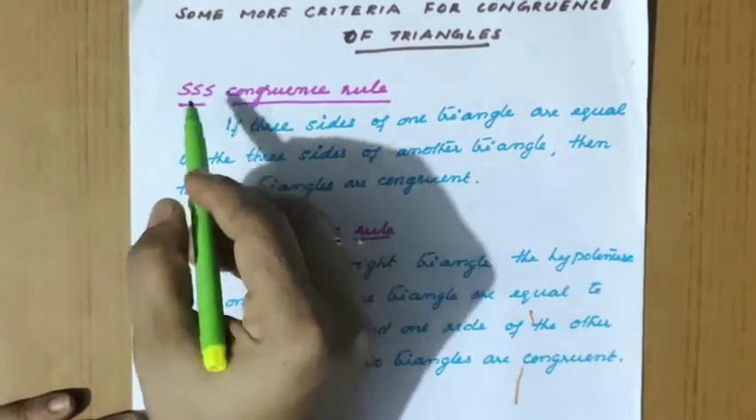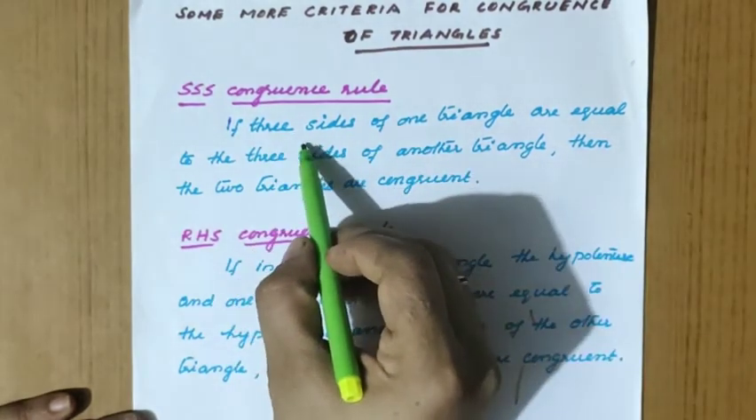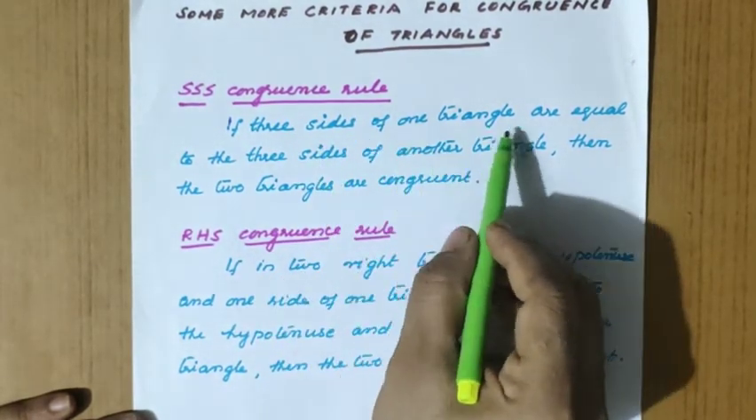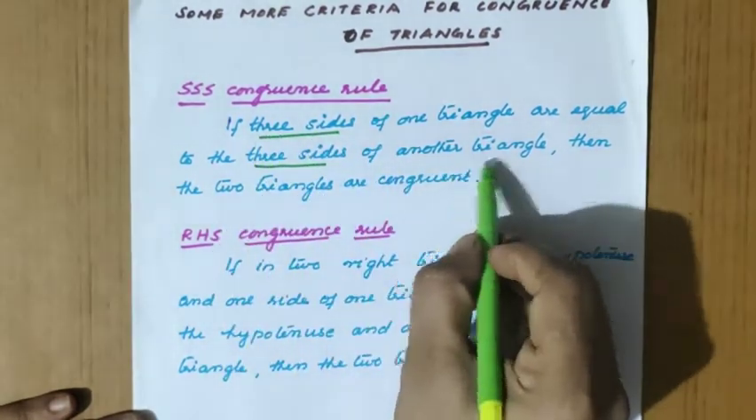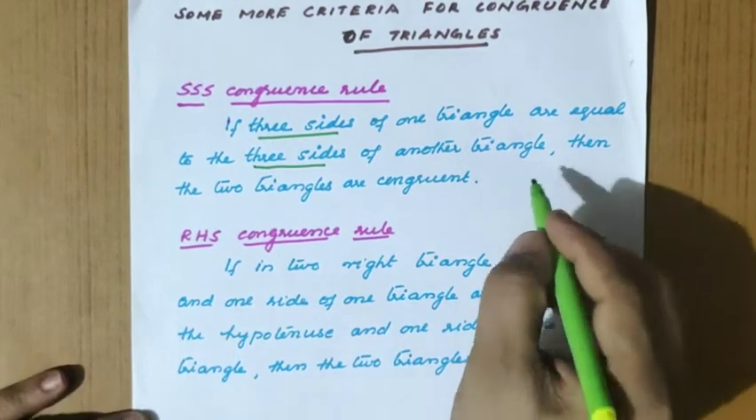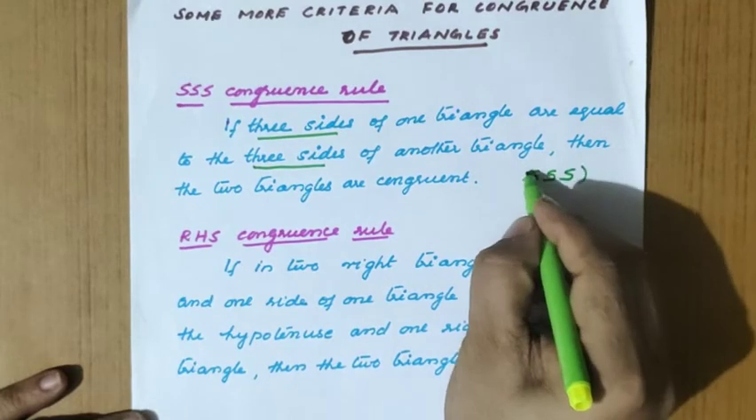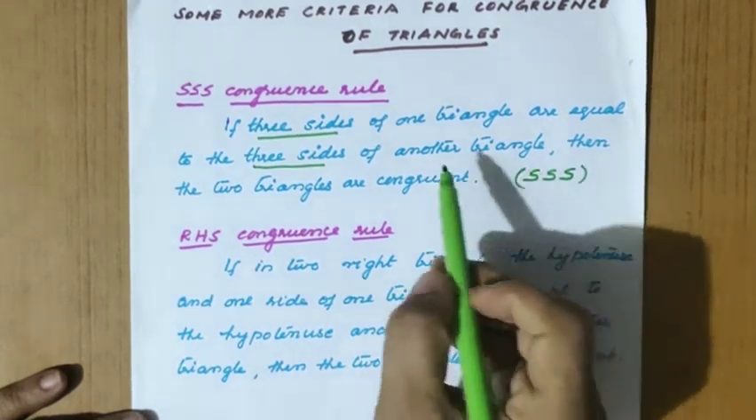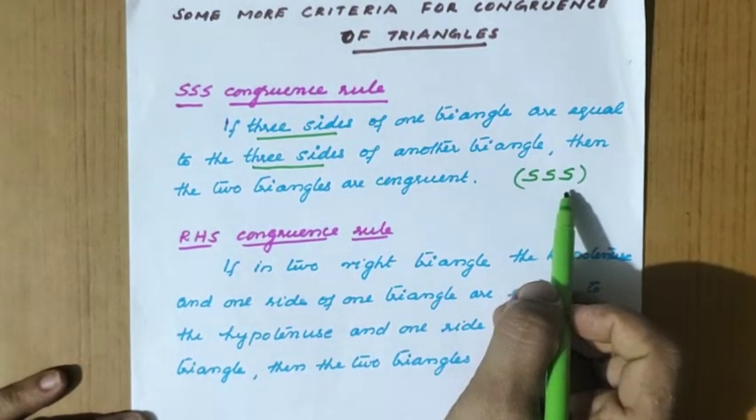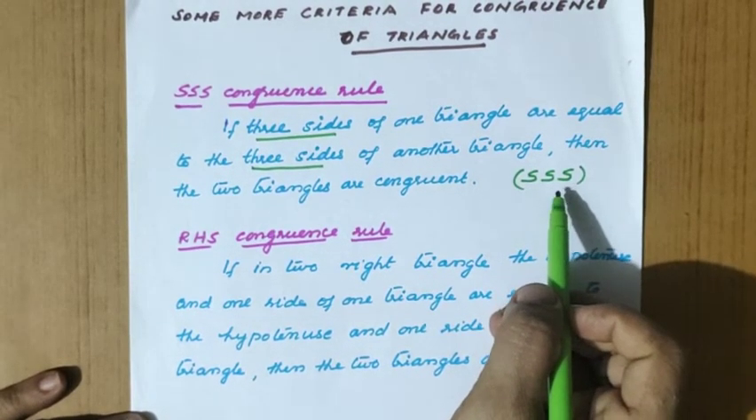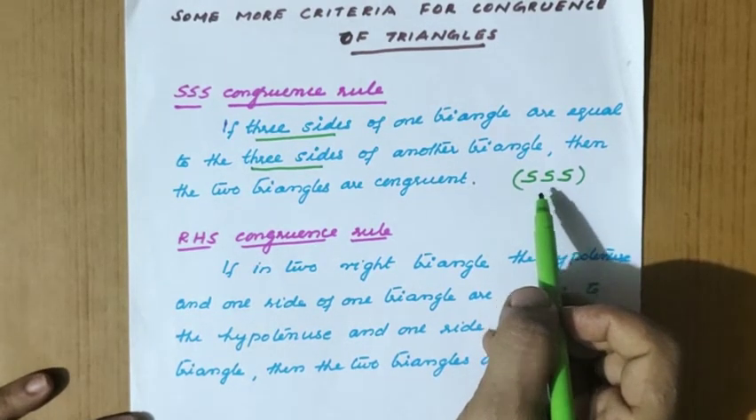So the SSS congruence rule, by the name itself you know that it is based on three sides. So what does the statement say? If three sides of one triangle are equal to three sides of the other triangle, then the two triangles are congruent. So what is the meaning? That means we have to consider all the three sides of the triangle, and find out if three sides of one triangle are equal to the three sides of the other triangle, then the two triangles are congruent. So the additional criterion we are learning today is the SSS congruence criterion.